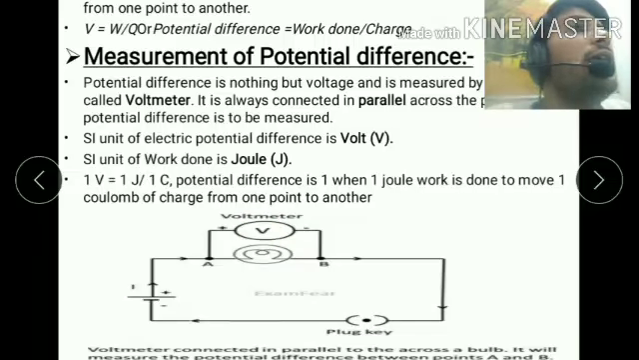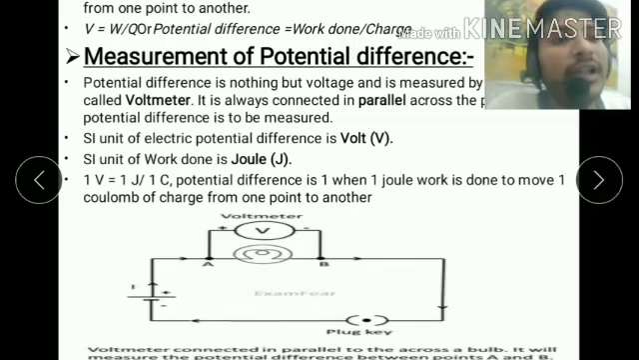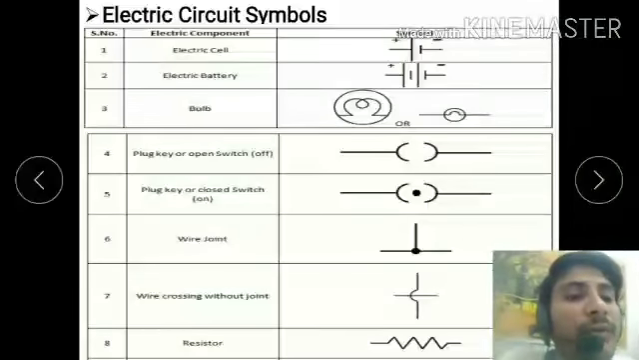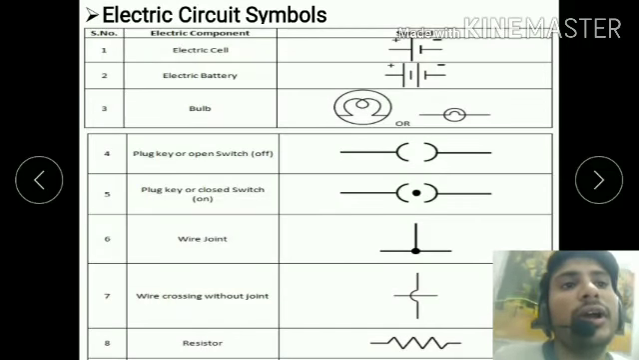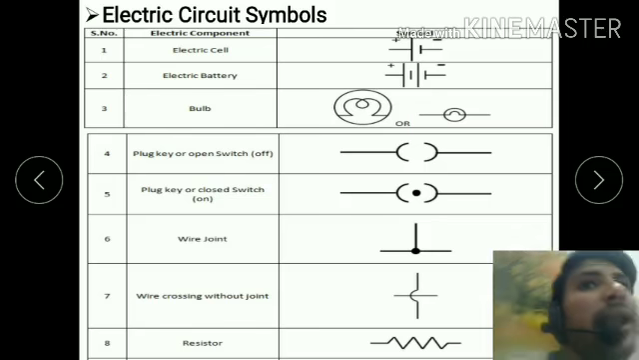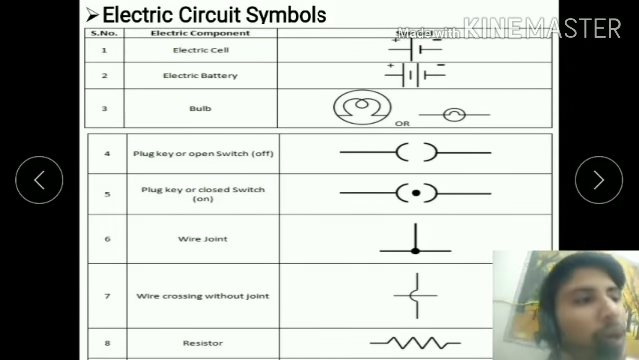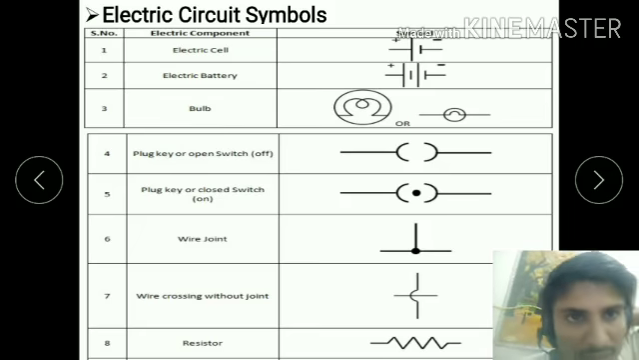Voltmeter is present in the parallel combination, not in the series combination. Okay, now move to the next slide. Very good, this is the most important point. You should know about the symbols. What are the symbols of some electrical appliances that we use in electric current?